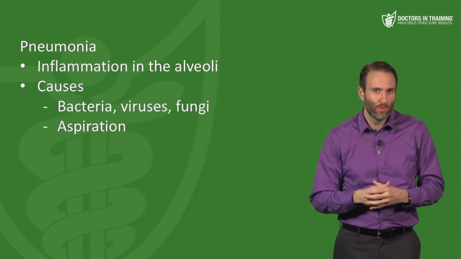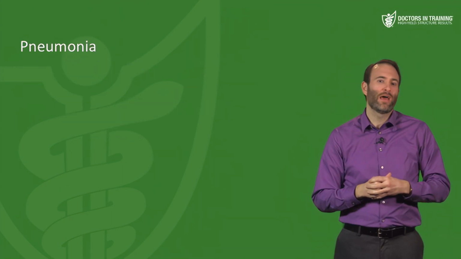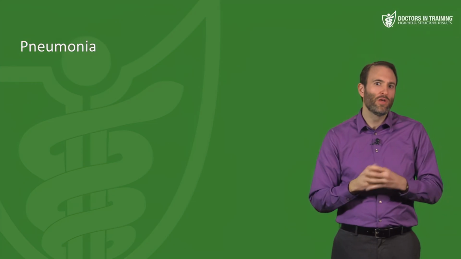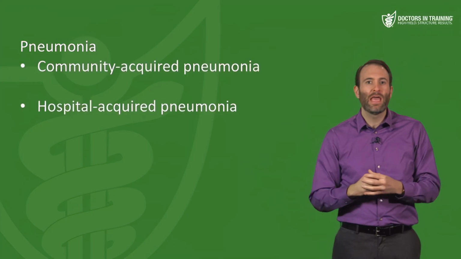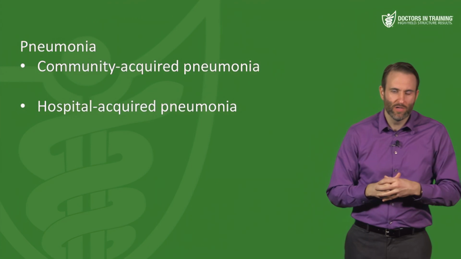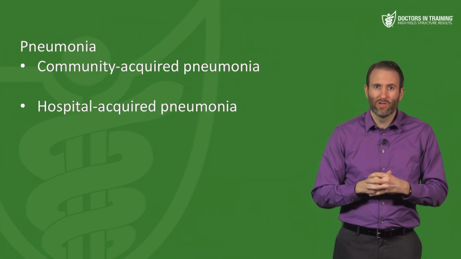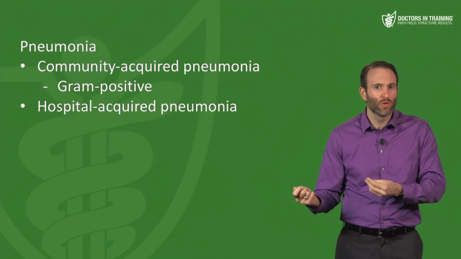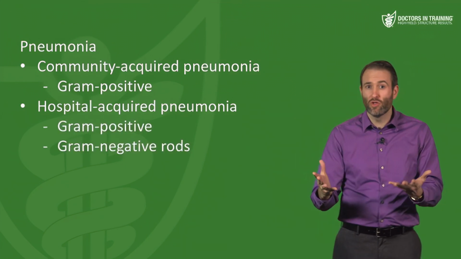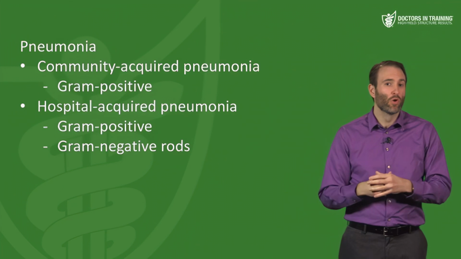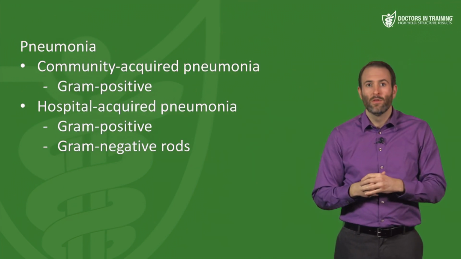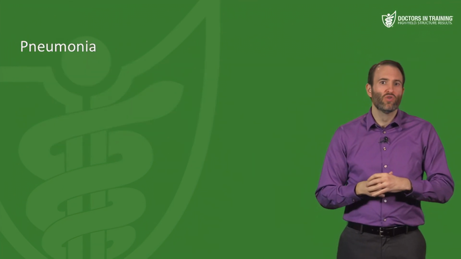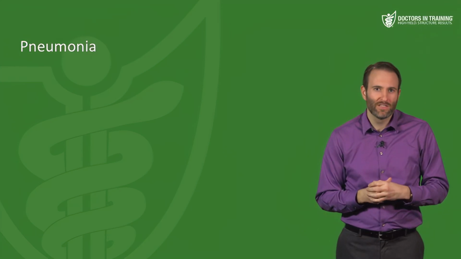Now there are several ways to categorize pneumonia. One method is to divide pneumonia into community-acquired pneumonia and hospital-acquired pneumonia. So the community-acquired pneumonia consists mostly of gram-positive organisms. Now the hospital-acquired pneumonia patients are still prone to those same bacteria, but you also tend to see more gram-negative rods as well.